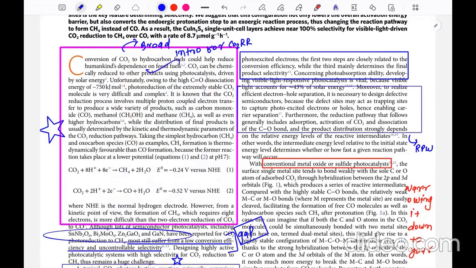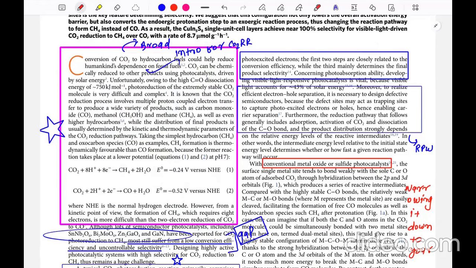but CO2 is a linear molecule with C=O double bonds, it is a stable molecule, and also these C=O bonds are very energetic, they have very high dissociation energy. So photocatalytic CO2RR is a challenging process. It's not an easy one actually. What are the challenges associated with the CO2RR?